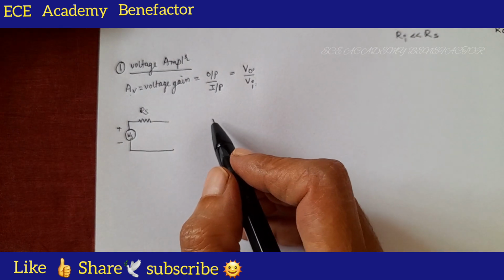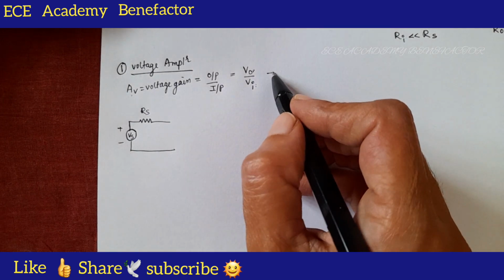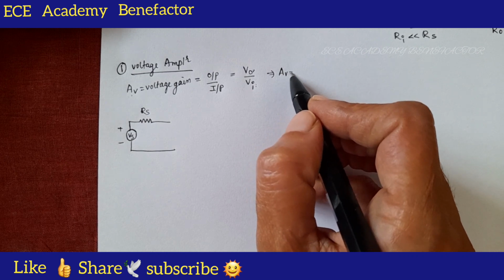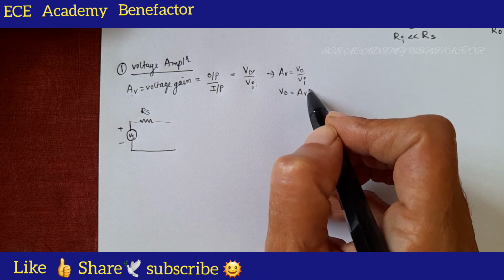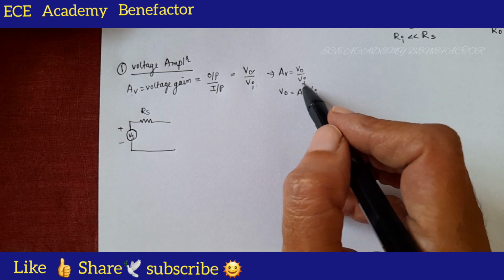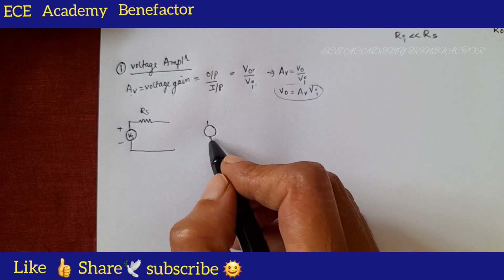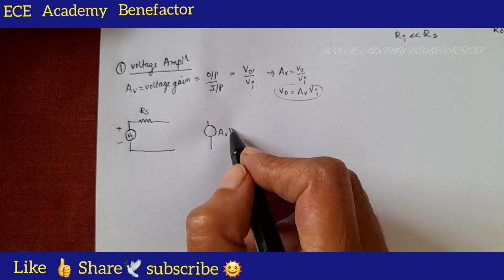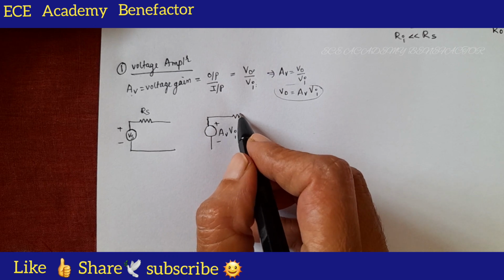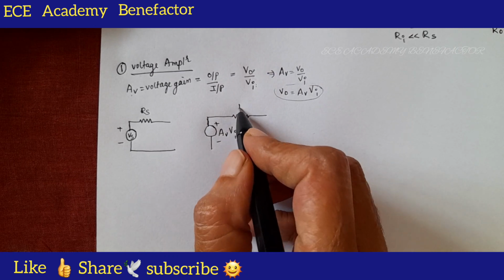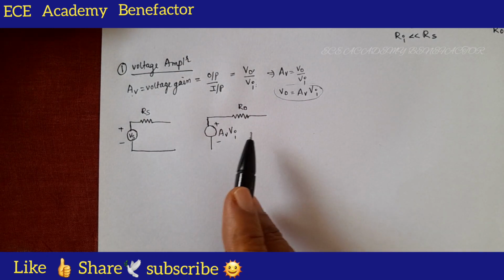And at the output side we need to connect a voltage source. How much voltage source it should be? What is the equation? AV is equal to V0 by Vi. So, what is V0? V0 is equal to AV times Vi. So, this much of voltage we need to place at the output side. So, we have placed a voltage, its value is AV Vi plus minus. And for a voltage source the resistor is in series. So, here we connect a resistor R0. This is the input side and that is the output side.